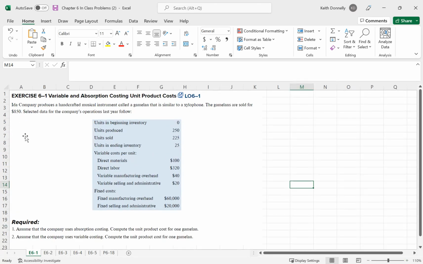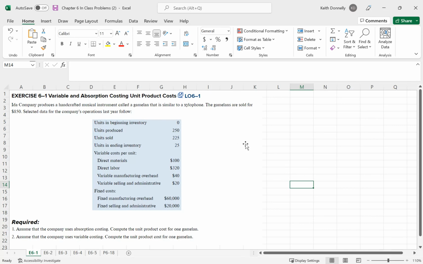Right, it says Ida Company produces a handcrafted musical instrument. Looks like this item is similar to a xylophone, and they sell it for $850 a pop. Selected data for the company's operations last year includes the following. Right, so they're giving us our units in the beginning, what we produced, what we sold, units in our ending, some variable costs, and then some fixed costs.